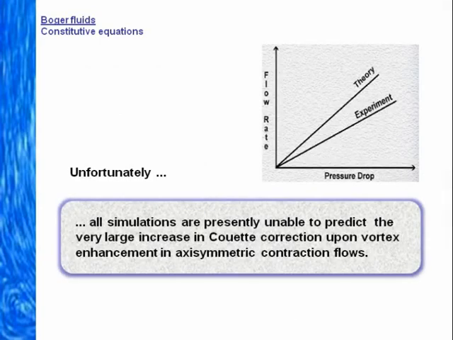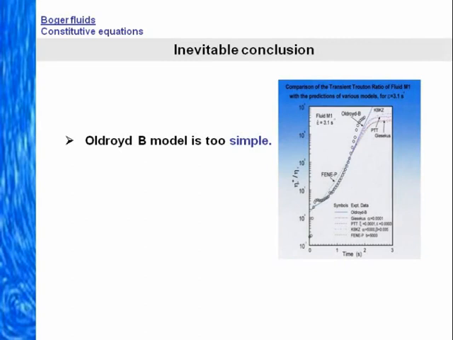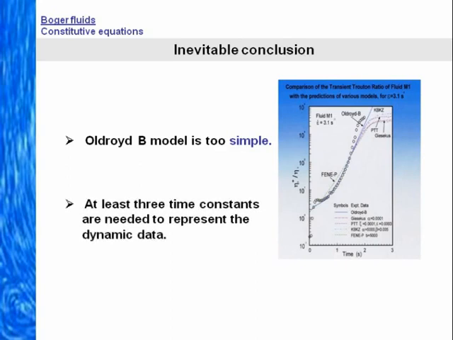Unfortunately, at the present time, all simulations are singularly unable to predict the very large increases in the Couette correction that accompany vortex enhancement in the axisymmetric contraction flow experiments, something David Boger has already referred to. The inevitable conclusion has been that the Oldroyd B model is too simple. We have already referred to the fact that, whereas the Oldroyd B model has only two time constants, at least three are thought to be needed to represent the dynamic data obtained from small amplitude oscillatory shear experiments.